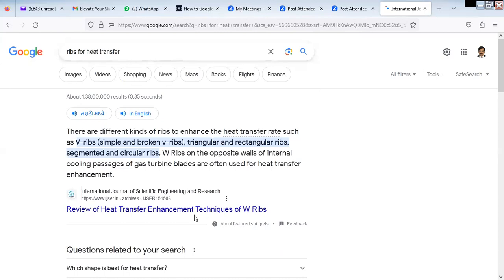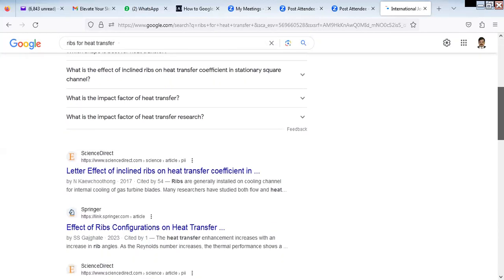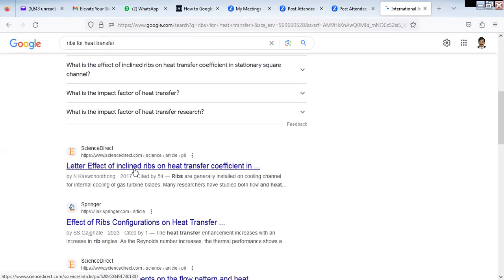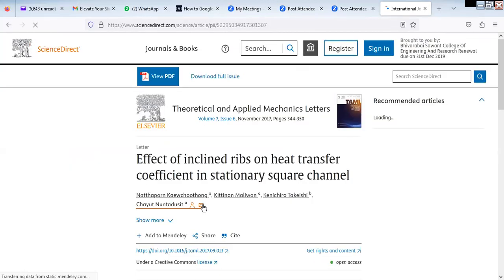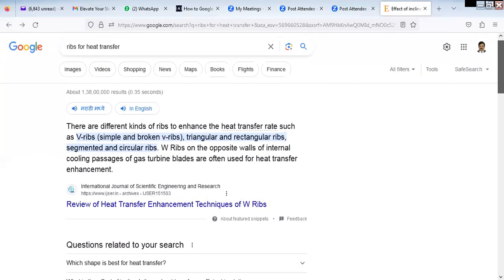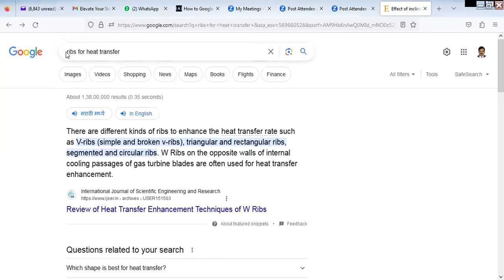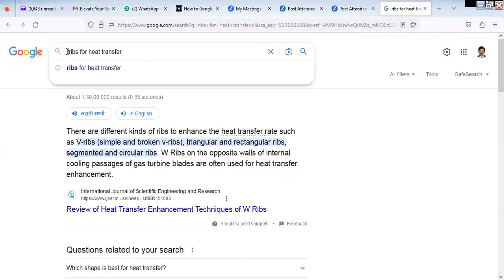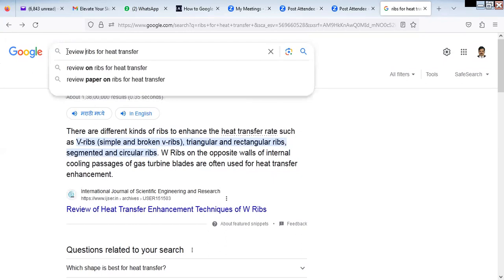Okay, so it has started now. International Journal of Scientific Engineering Research. Now, review of heat transfer enhancement techniques with ribs, like this. It will give some papers on inclined ribs. Science Direct has given some paper. One of the most important things at the starting point is we have to write review paper. If you write review paper, you will get one paper, but in that paper there will be plenty of references.